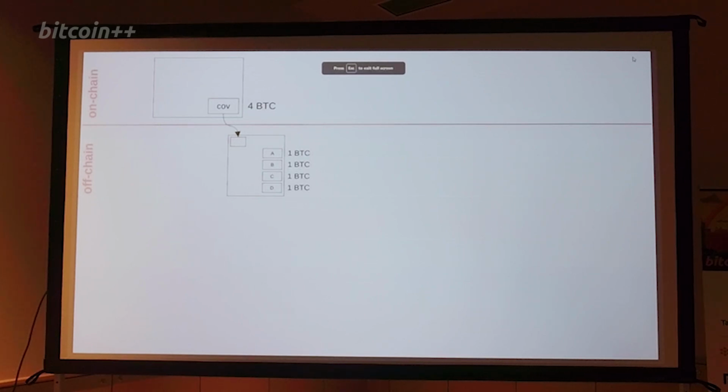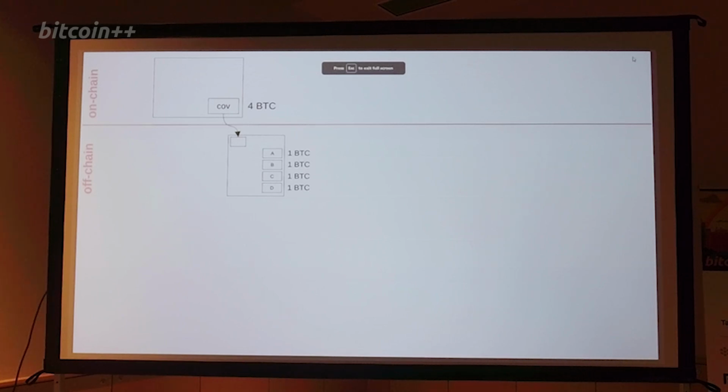So Alice, Bob, Carol, and Dave, they know what's in this covenant. They know how to fulfill this covenant, so they can at any time broadcast this transaction and get their 1 Bitcoin. So they have a 100% safe guarantee. I have 1 Bitcoin. All I need to do is take this transaction that I know and put it on the blockchain, and then I have my 1 Bitcoin, right? So now imagine there's a whole lot of Alices and Bobs and Carols and Daves. This transaction is going to be really big.